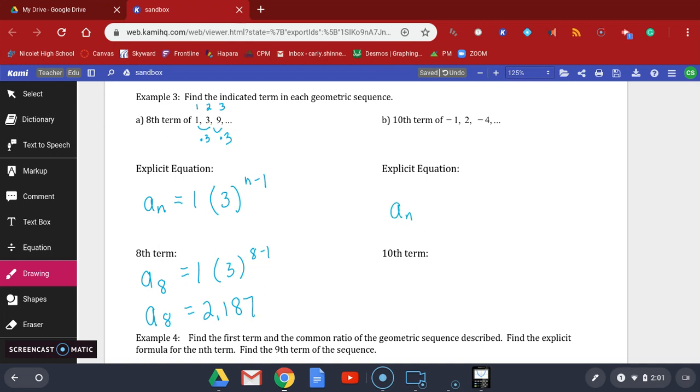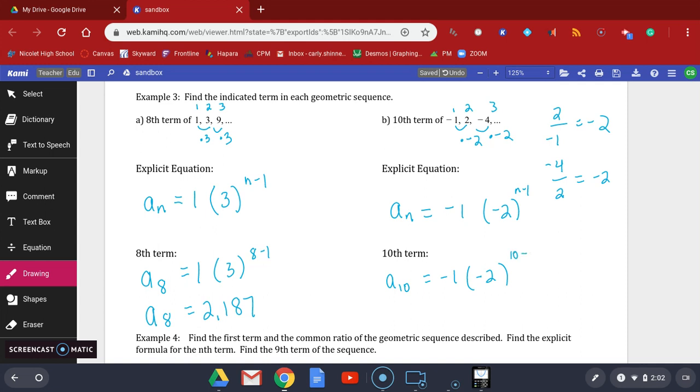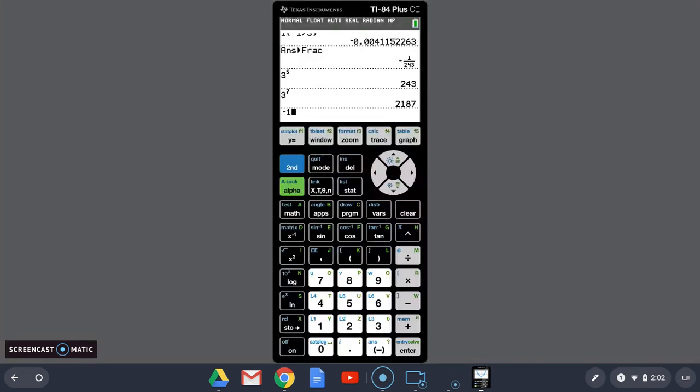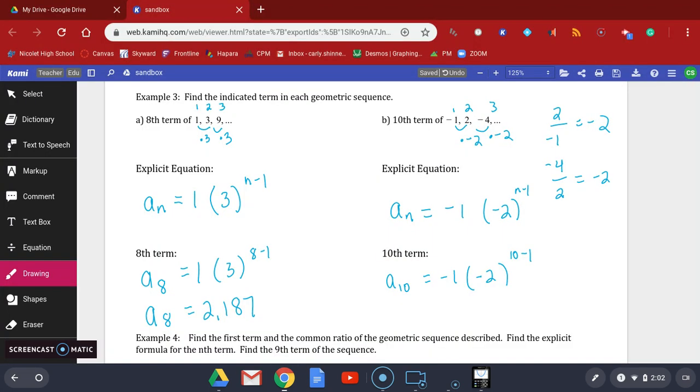All righty, we've got another sequence over here. It looks like my first term is -1, and my ratio is going to be -2. You can always eyeball it, or you can take any term and divide it by the term that comes directly before it. In that case, we get a ratio of -2. And so there's my explicit equation. I'm going to plug in 10 for n. Don't lose any of your negatives here. And I get 512 for my 10th term.